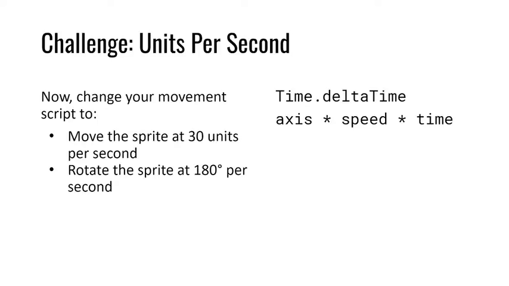So now, with the script that you had earlier, change it so that the sprite moves at 30 units per second, and it rotates 180 degrees per second using the other script. I will also do that along with you.